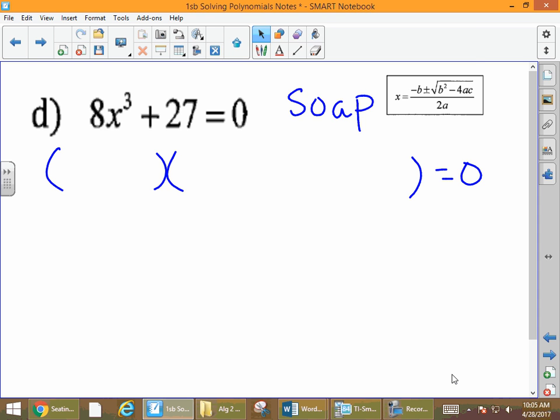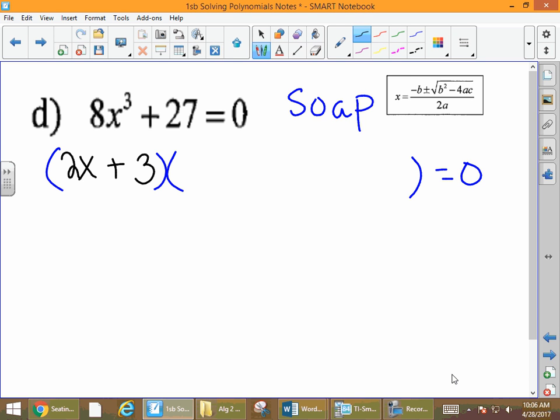So this is going to be 2x, the cube root of x cubed, and the cube root of 27 is 3. And in that parentheses, we're going to have the same sign as what's in the problem. It's a plus. Same sign. 8x cubed plus 27, 2x plus 3. Same sign, which means our other two signs: the next sign is going to be the opposite of positive, which is negative. And AP stands for always positive.